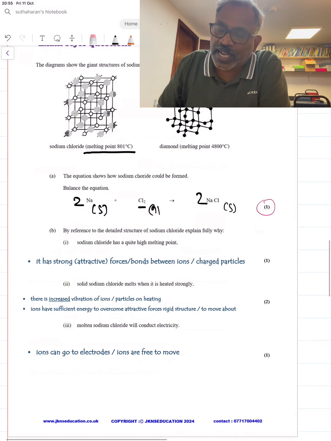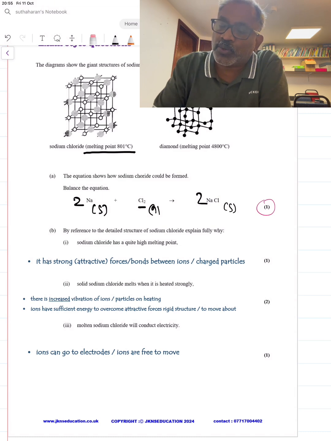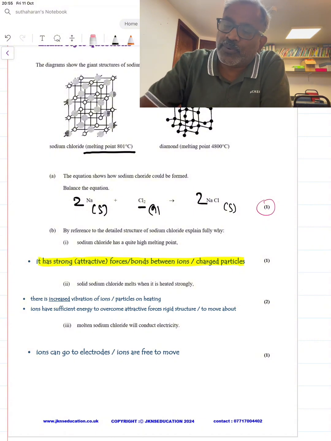The next one, they ask you why sodium chloride has a quite high melting point. Again, you have to talk about the strong electrostatic forces of attraction between ions. Therefore, you need lots of heat energy to overcome the forces. So that's your second mark.